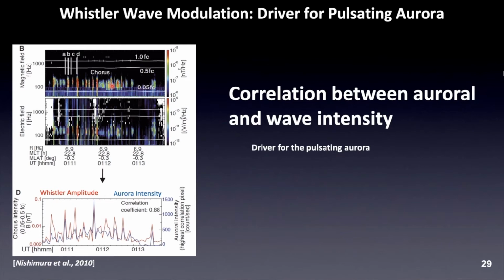Why do people care about this? It's because it has been shown that this periodic wave amplitude, which is shown in red here, is well correlated with the aurora intensity in conjunction with the ground measurements. So modulated Whistler waves are a potential driver for the pulsating aurora, as we know from previous studies.